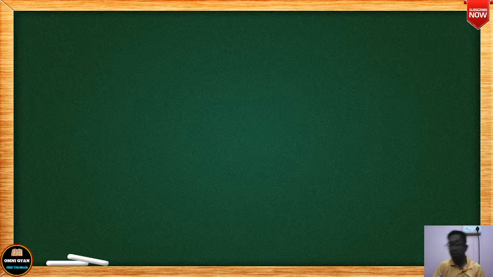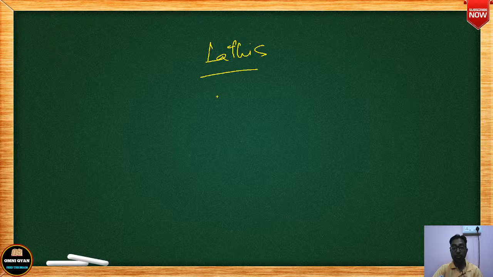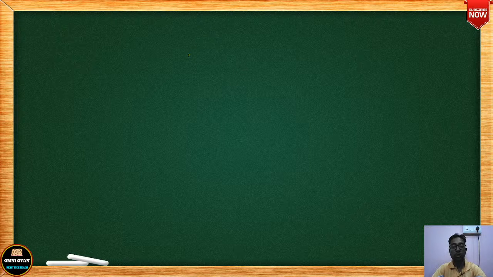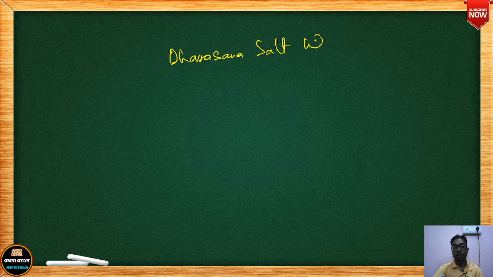Yes, they abused them, not only abused, they beat them, tortured them, beat them with lathis, sticks, and injured them. Two got killed, and 320 of them got severely injured. And let me tell you, this Dharasana salt works is in Gujarat.